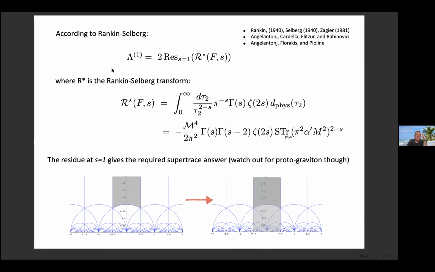There are various ways to do it, but the best method I think, the most beautiful method, is by Rankin and Selberg from 1940, and then Zagier has an extension to it. So this is their formula. They say that lambda is 2 times the residue at little s equals 1 of this transform. So I take my physical density of states and do this integral. It looks a bit like the Schwinger integral I would do, except I put in this little s there. I end up with this thing, which looks a bit of a mess, but I take the residue at s equals 1, and it gives me that answer.